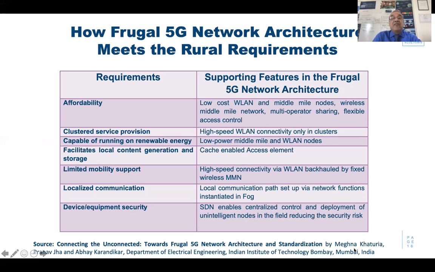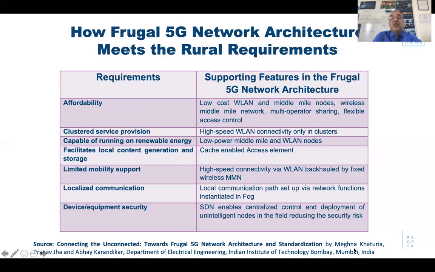On the left hand side, you have the requirements, and on the right hand side, you have the features in the frugal 5G network architecture. The first requirement, as I mentioned, was affordability. Affordability can be met by low-cost WLAN and middle mile nodes, a wireless middle mile network, multi-operator sharing, and flexible access control. Then clustered service provision, with high-speed wireless connectivity only in clusters. You don't have to cover all the area. Wherever there is population, you cover that.